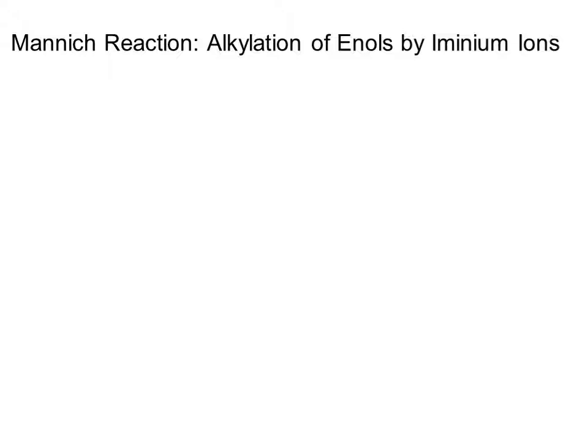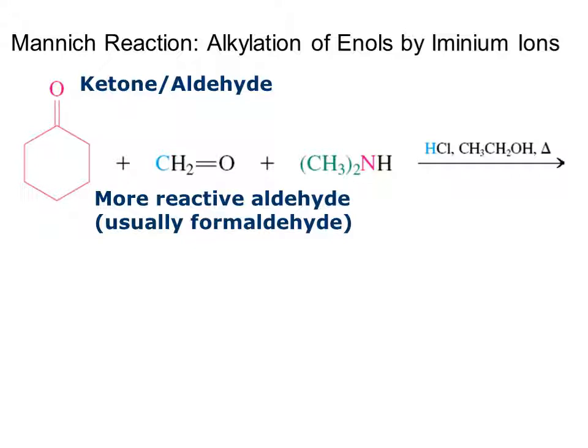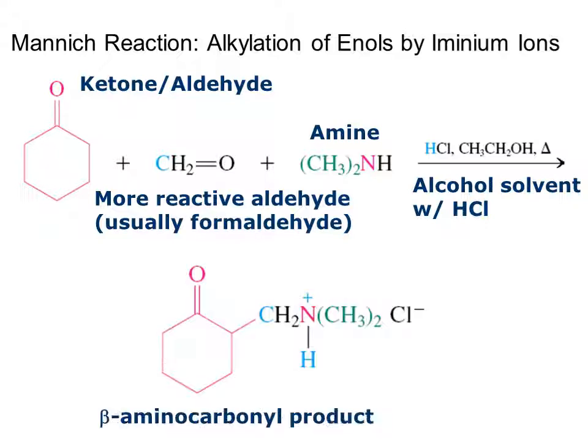to a carbon, right? So here's an example of what you would see for a Mannich reaction. We start off with a ketone or an aldehyde. Usually you have a more reactive aldehyde. This is going to help in forming our iminium. In order to do that, we'll need an amine. And then you usually have alcohol solvent with HCl or some type of acid. And what your end product's going to be is a beta amino carbonyl product. So what this means is on the beta carbon from the carbonyl, there's an amino group.